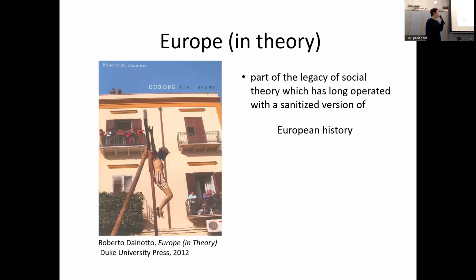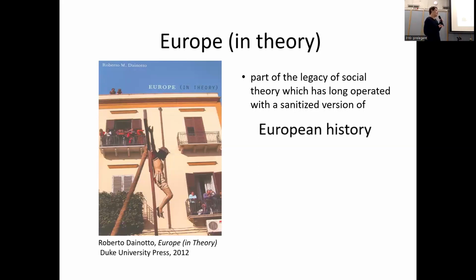But Europe in theory is also part of the legacy of social theory, which has long operated with what I call a sublimated and sanitized version of European history. What do I mean by sanitized exactly? To put it very briefly, the Europe, and mostly it's Europe writ large, that constitutes the subject matter as well as the subject position of most sociological theory, increasingly ignored both the experience of the East and the South of Europe in its accounts of Europe's trajectory towards modernity, nation-state formation, and citizenship rights.